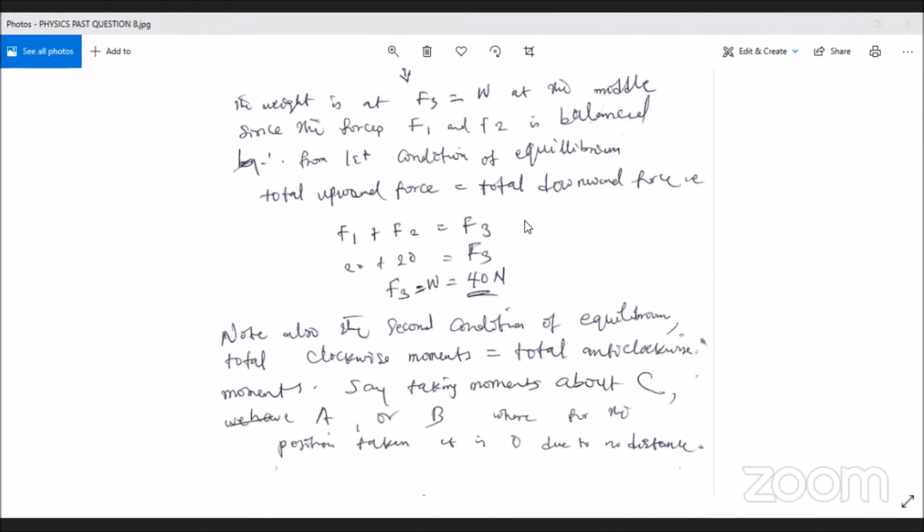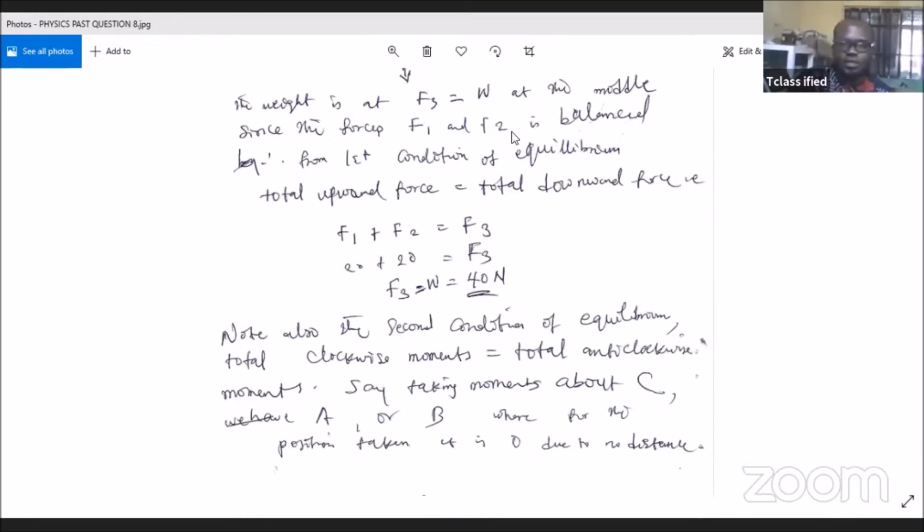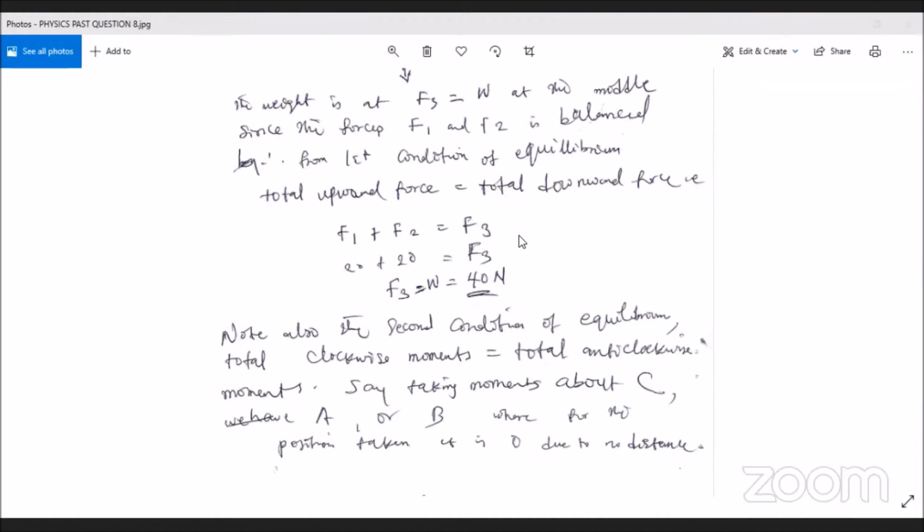Okay, sir. Okay, but take note of the two conditions necessary for equilibrium to happen. Can you state those two conditions now? Yes. Okay, so let's move forward.